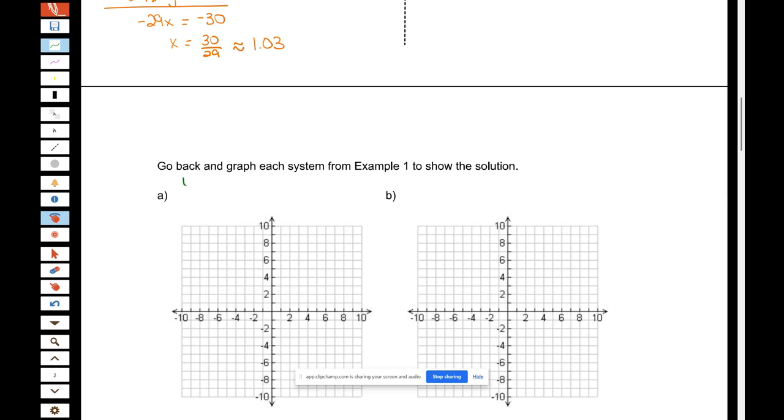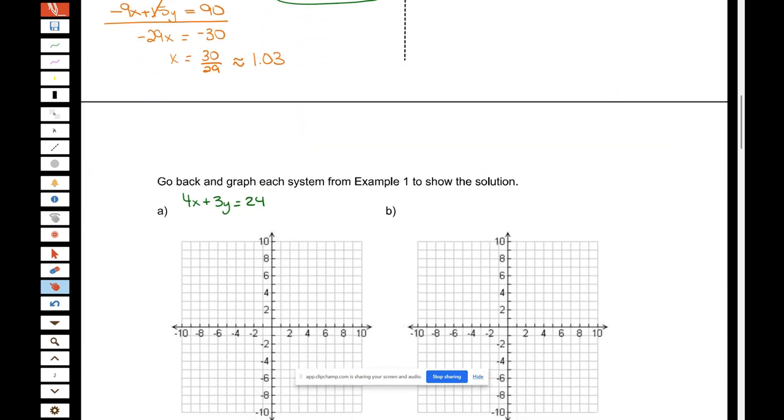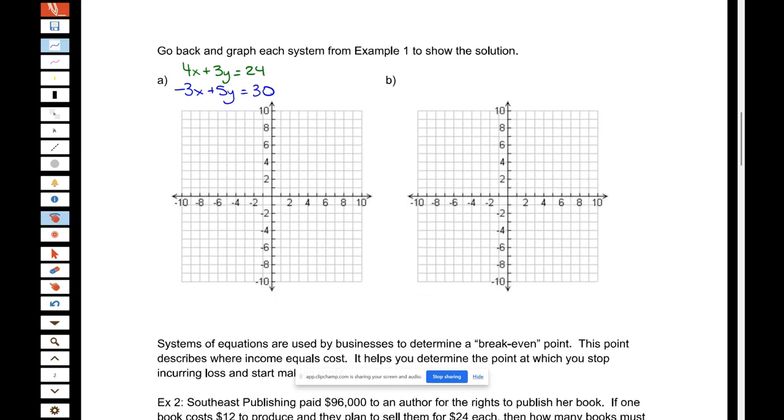The first system, 4x plus 3y equals 24, and negative 3x plus 5y equals 30. Both of these are in standard form, so I'm going to graph them by doing x and y intercepts. Like for this line, if I put in 0 for the x, I get 30 divided by 5. That means that the y-intercept is 6. So the point 0, 6: I put in 0 for x by covering it up, and then I divide it. That is the y-intercept.